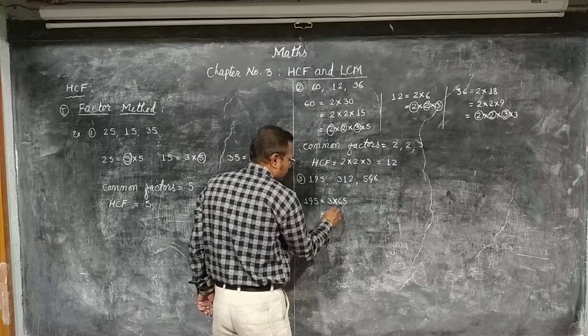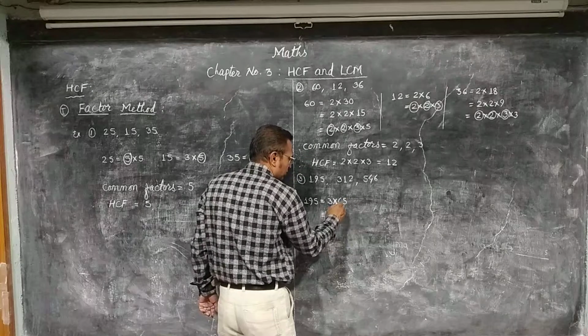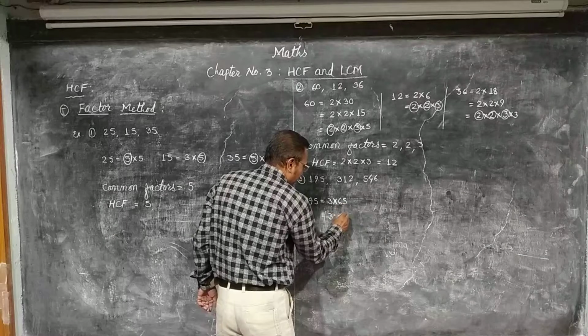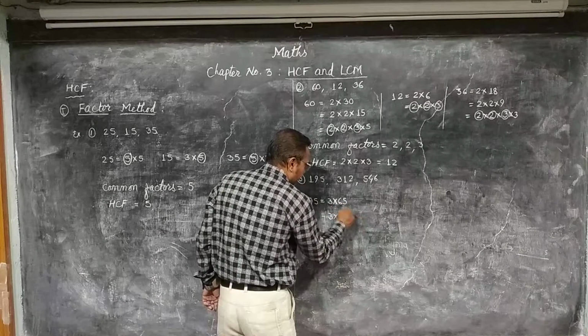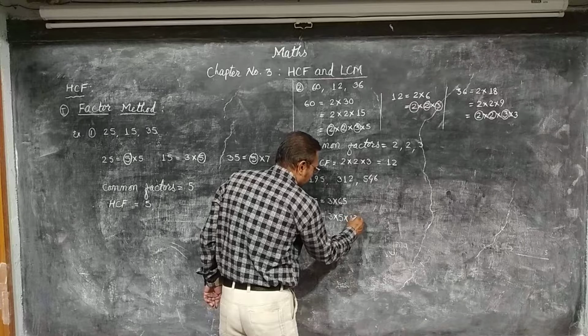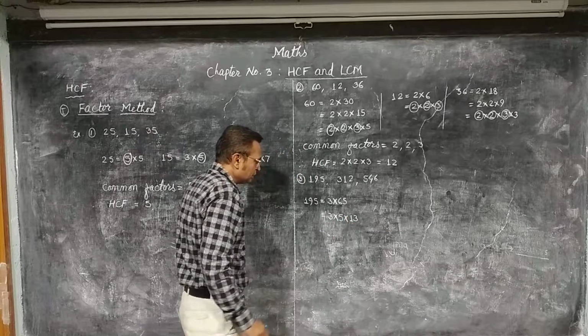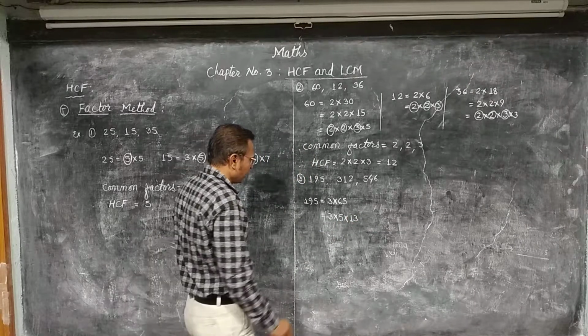Can we again use the test of 3? No. 6 plus 5, 11. Then use 5. 5 1s are 5, carry 1, 5 3s are 15. Now these 3 numbers are the prime factors.